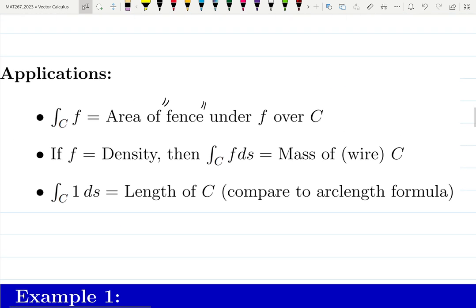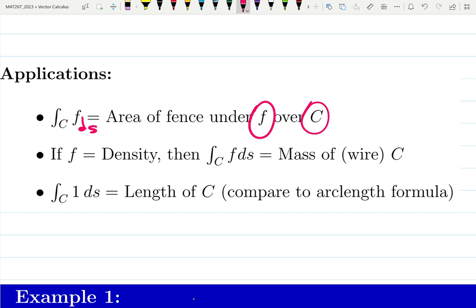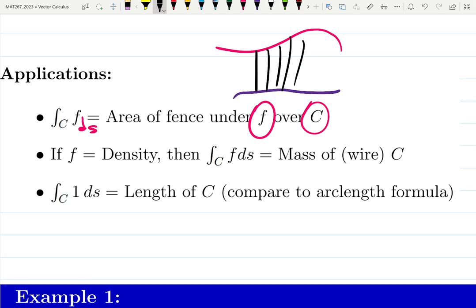So some applications, you will see them in your homework. Write down: the integral of f over C, it should have ds at the end, but sometimes people just don't write it down, is the area of the fence below f over C. So that's what I told you. F is in 3D. C is in 2D on the floor. So what is going to be that fence area? That's a line integral.